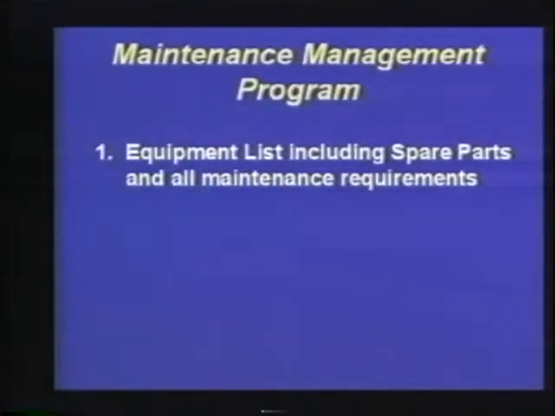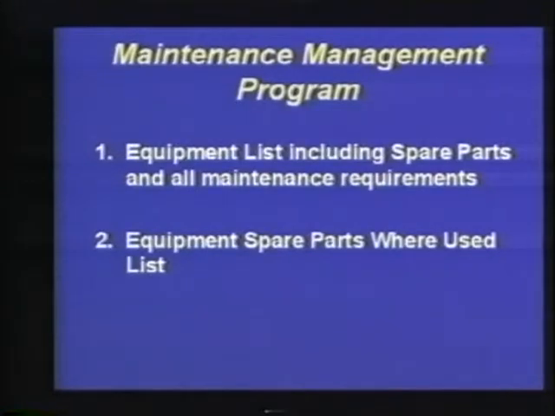The first function is a list of all of your assets, the spare parts that are required to maintain those assets, and all of the maintenance requirements relative to maintaining the assets. Item 1 is the heart and input of the PM program.